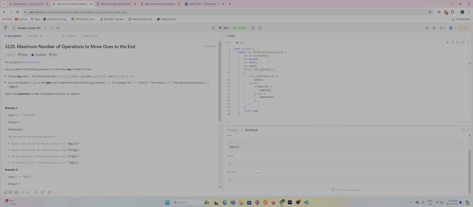Now let me think of it. Why did it give me a 6 when it should have given me a 0? So if s[i] equals 0, it's not 0. Else, if 0 is not equal to 0. Initially the 0 is 0. Else, okay, this is a mistake that I've made. If 0 not equals to 0, sum plus equals CNT. Okay, sum plus equals CNT plus 1.